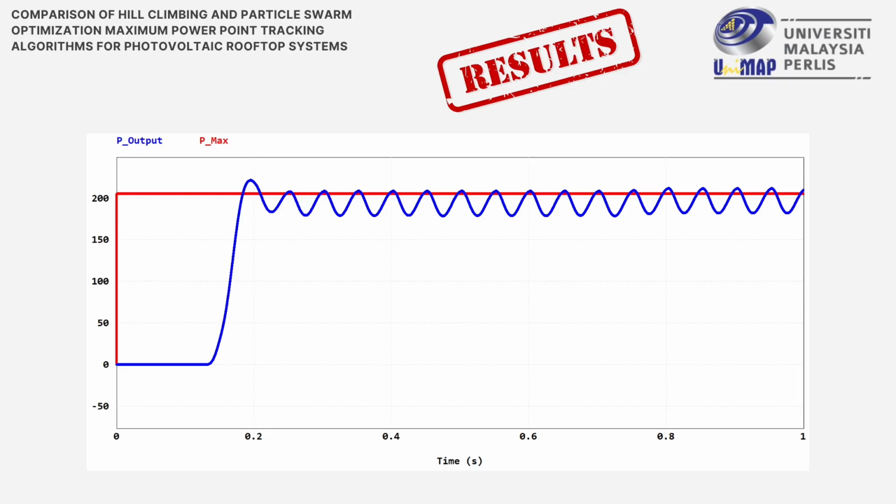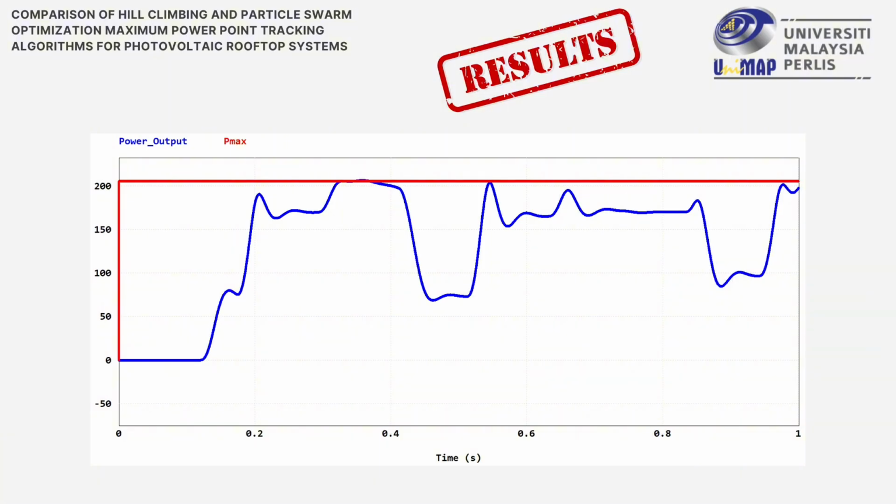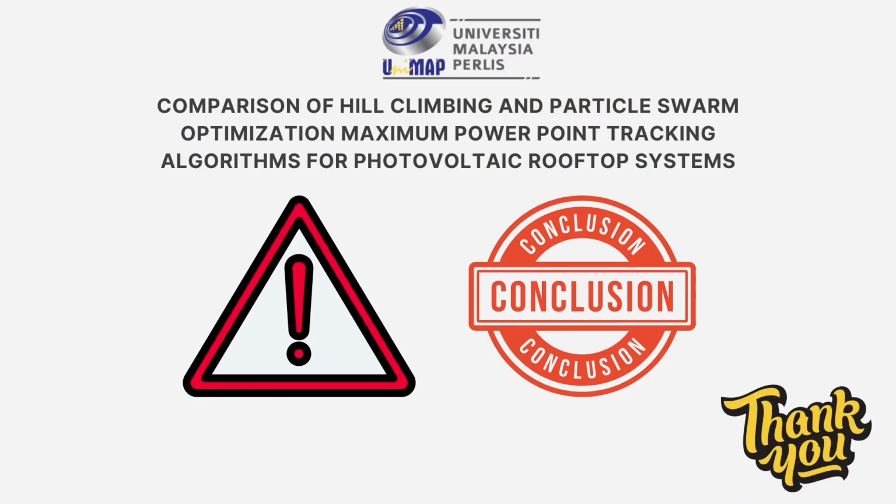So we can see this is the result for the output of the hill climbing algorithm in the module integrated converter. By using the hill climbing algorithm, we see that it is tracking the Pmax of the solar module. Now we see here, this is the particle swarm optimization output, which is not good.